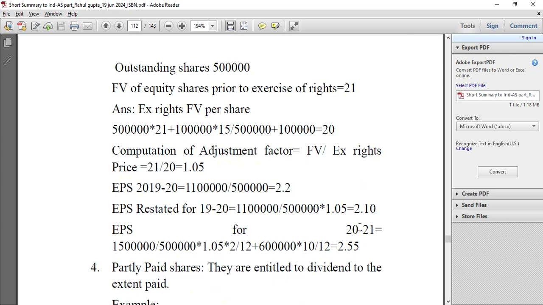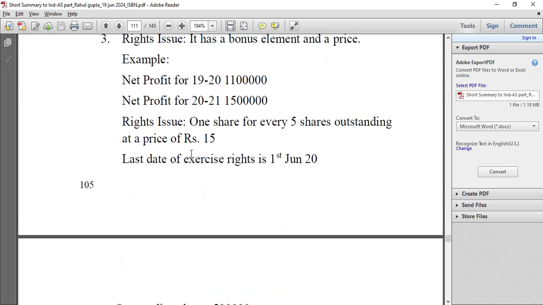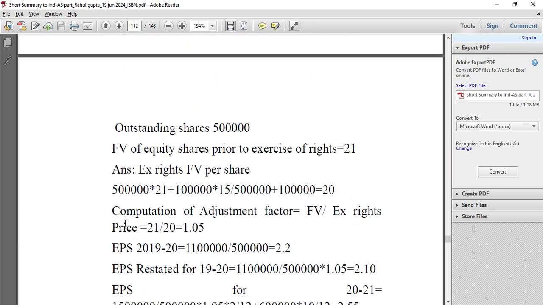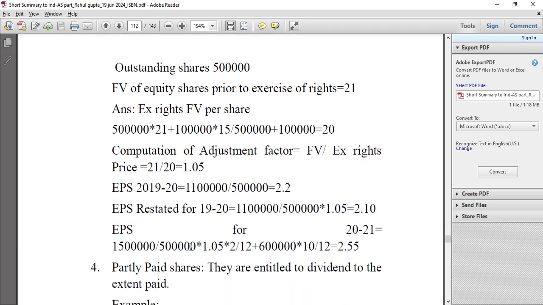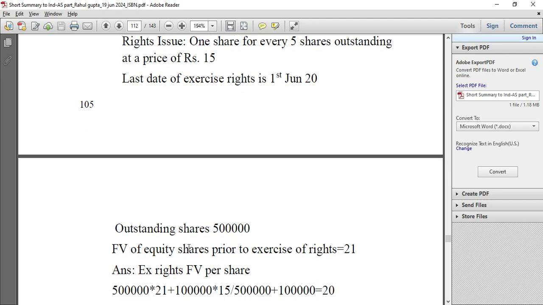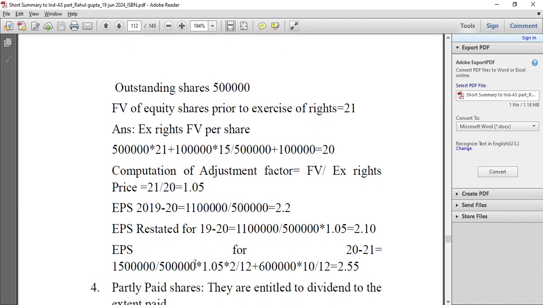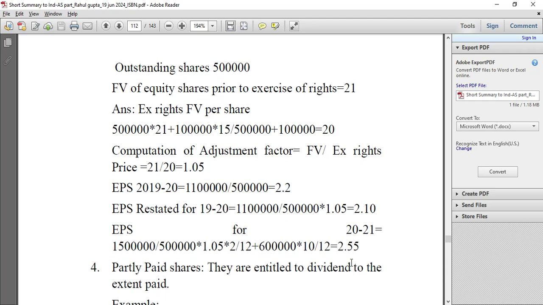EPS for 2021 would be 15 lakhs divided by 5 lakhs into 1.05 into, till June it was there, so April, May, 2 divided by 12, plus 5 lakhs plus 1 lakh, 6 lakhs into 10 divided by 12, that is 2.55.